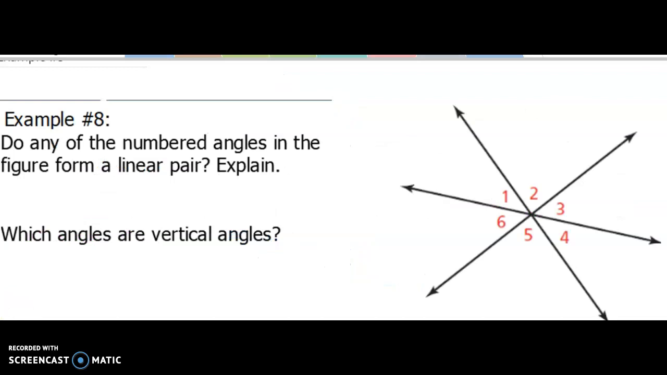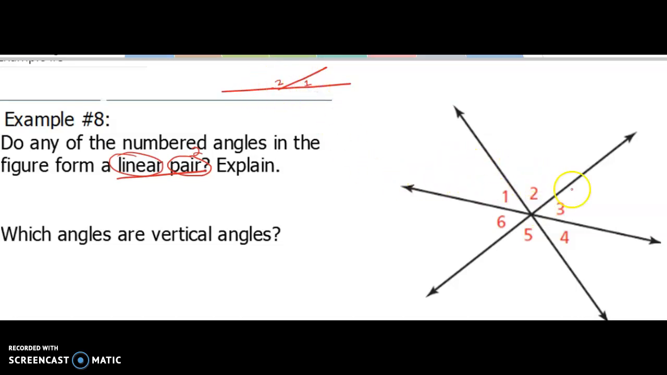All right, so example 8, we're going to use this diagram to the right. And if we look on the first question, it says, do any of the numbered angles in the figure form a linear pair? Now, here's our vocabulary word, linear pair. Okay, so pair implies 2, linear, base word of that is line, so you want two angles that make up a line. So a linear pair, remember, looks something like this, where you have one angle here and one angle here, and you put them together and they make a line.